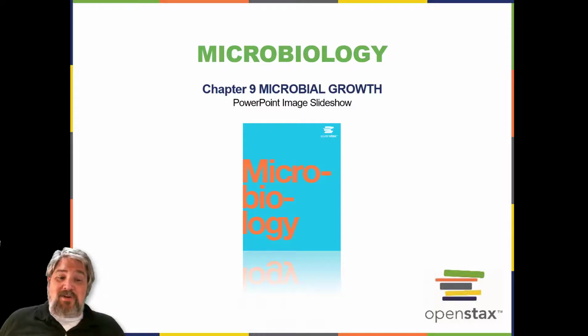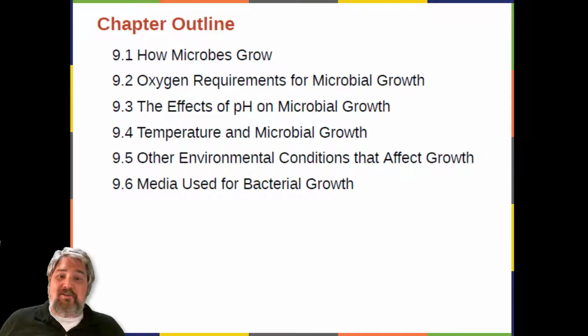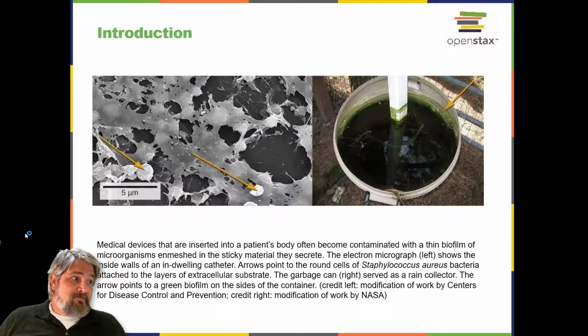Welcome to Chapter 9, Microbial Growth. In this chapter, we cover how microbes grow, oxygen requirements for microbial growth, the effects of pH, temperature, other environmental conditions, and media used for bacterial growth. Introduction.